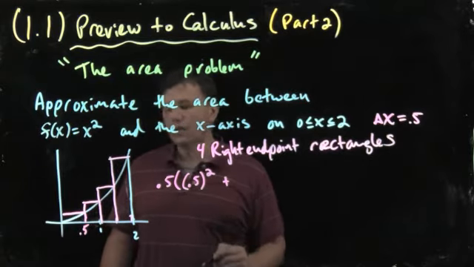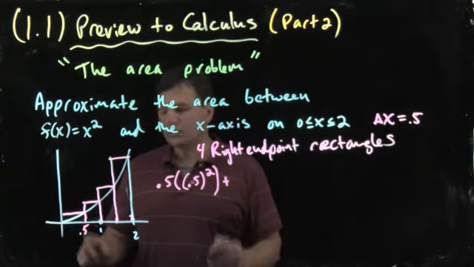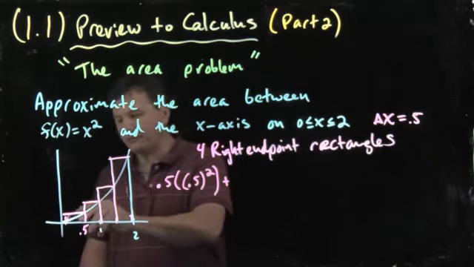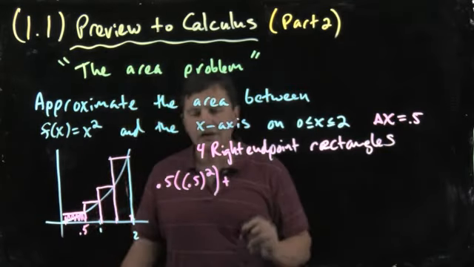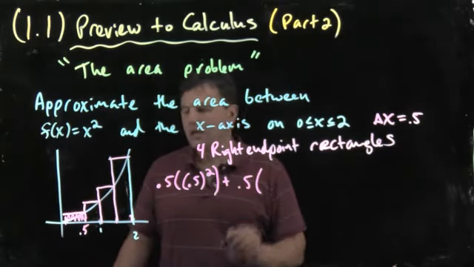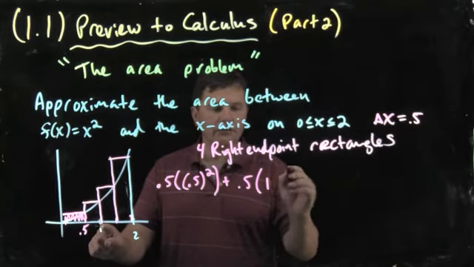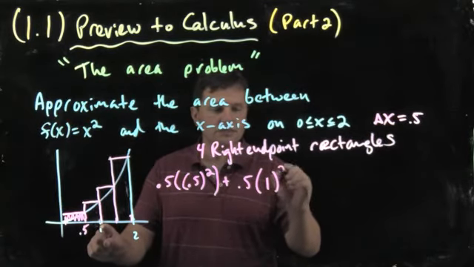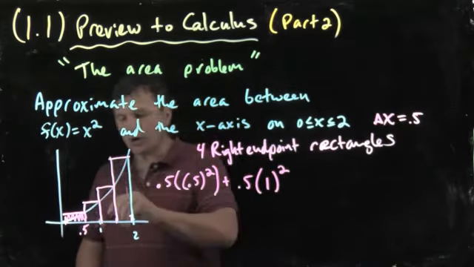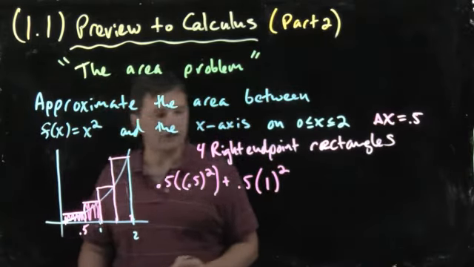Okay, and we're going to keep going like this. So that's the area of our first rectangle done. Area of our second rectangle, 0.5, and then we're going to plug 1 into, now let's just write it like that, a little cleaner. We're going to plug 1 into that, so that gives us our second rectangle.